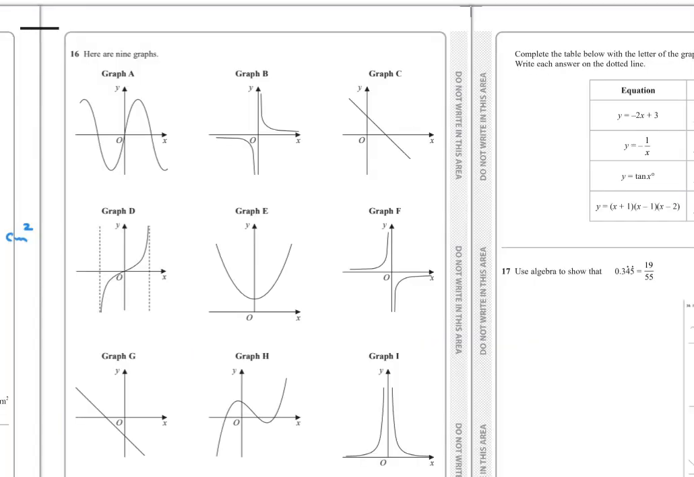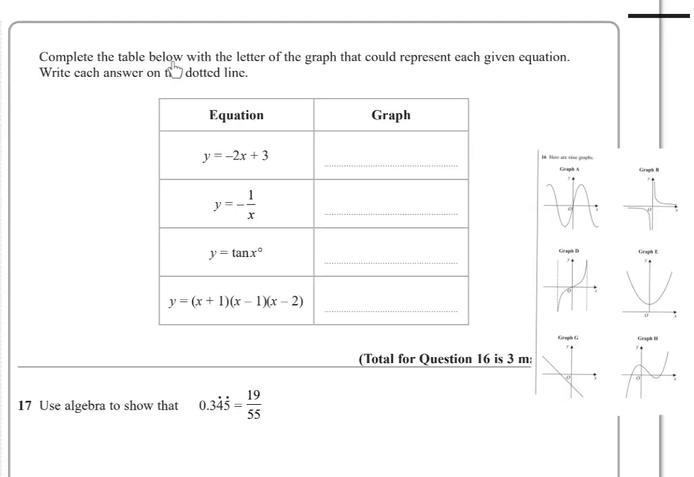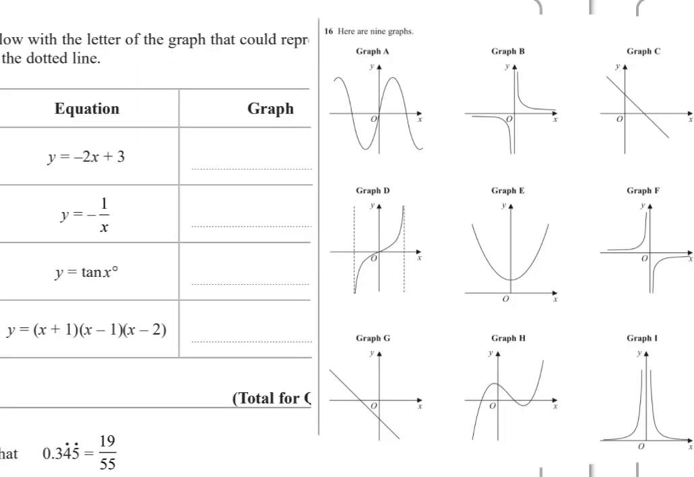Number 16, here are 9 graphs. Complete the table below with the letter of the graph that could represent each given equation. Write each answer on the dotted line. For the first equation, y equals negative 2x plus 3, this is a straight line, the gradient is negative 2, so the line goes down. So we have this line and that one. And the y-intercept is positive, so this is our line, graph C.